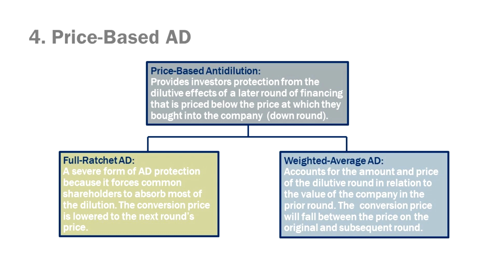Weighted average anti-dilution is a more frequently encountered form of anti-dilution protection in early-stage deals and is generally more favorable to the entrepreneur. Weighted average anti-dilution adjusts the conversion price by considering both the amount and price of the diluted round of financing in relation to the value of the company in the prior round. It lowers the conversion price on the original round to a price between the prices on the prior and subsequent round of financing.